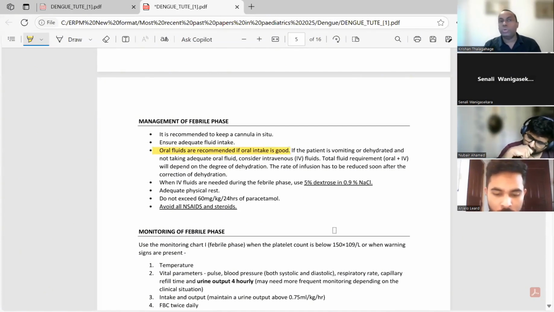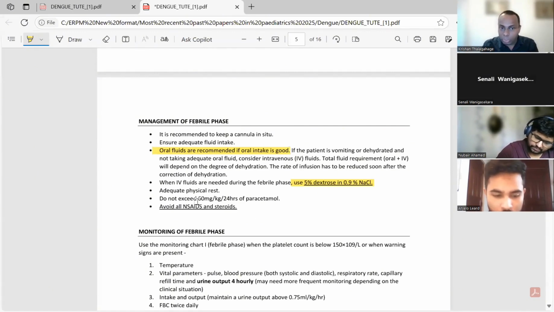Febrile phase now, you don't necessarily have to give IV fluids. Oral is good enough. If the patient is vomiting or dehydrated, you might consider IV fluids. Other than IV fluids, you usually give 5% dextrose in normal saline. Adequate physical rest is needed, and you give paracetamol.